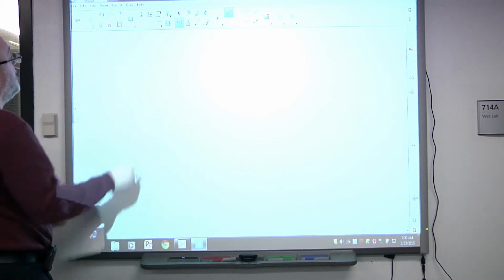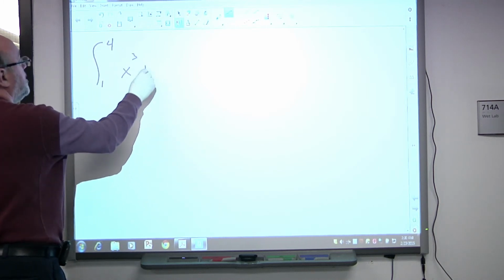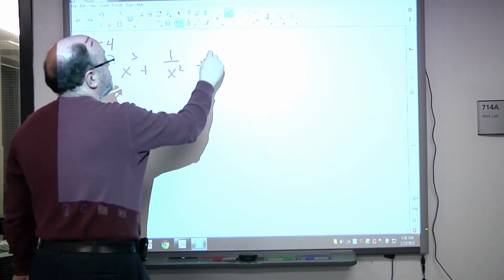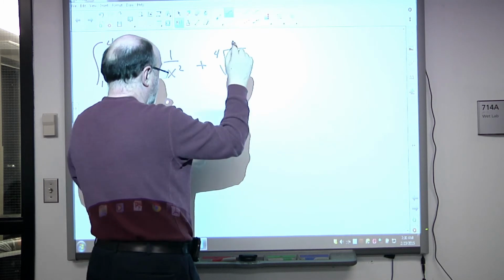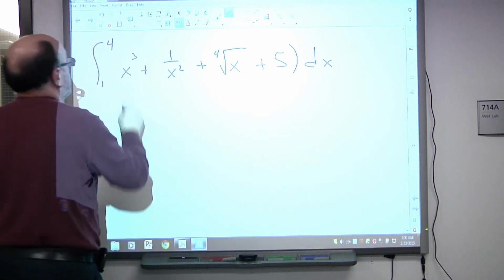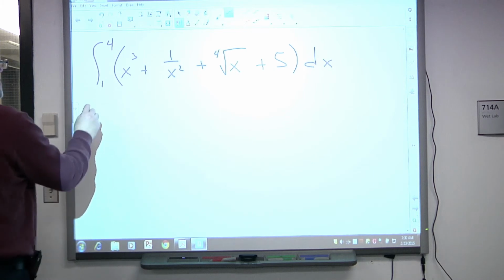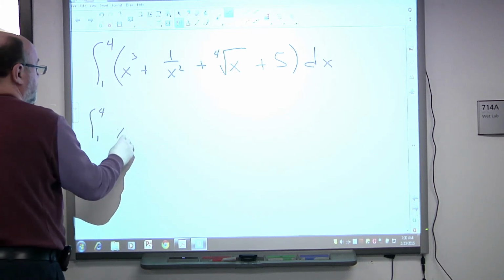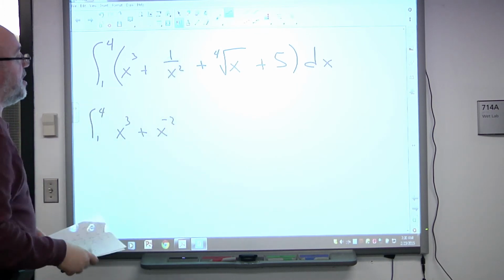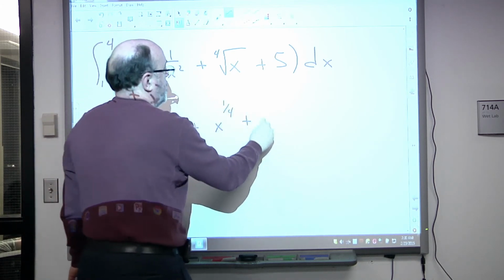And the last one that looks like this: 1 to 4, x cubed plus 1 over x squared plus the 4th root of x plus 5 dx. Well, let's first rewrite this, get everything where we want it to be. So this will be 1 to 4. X cubed is fine. This time we can bring that up because we're not going to get rid of the x. This becomes x to the 1/4 and then 5.